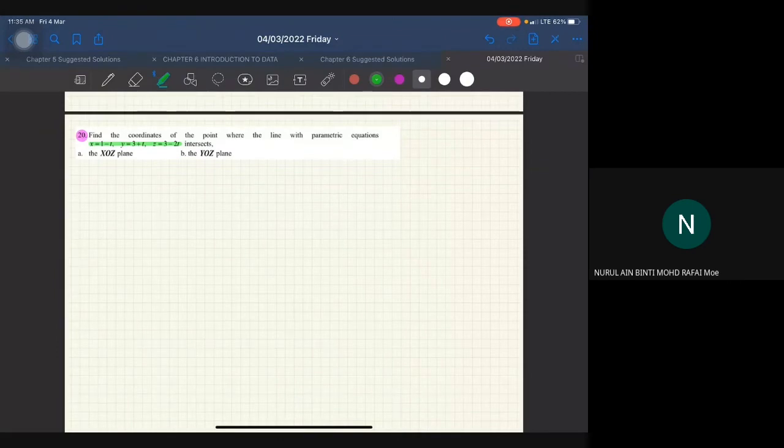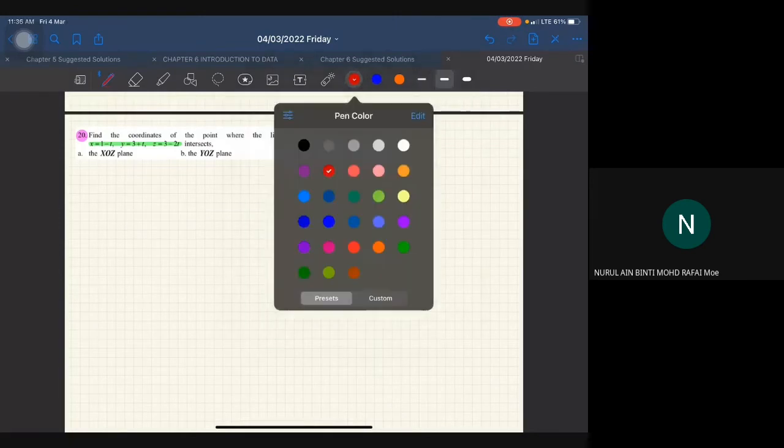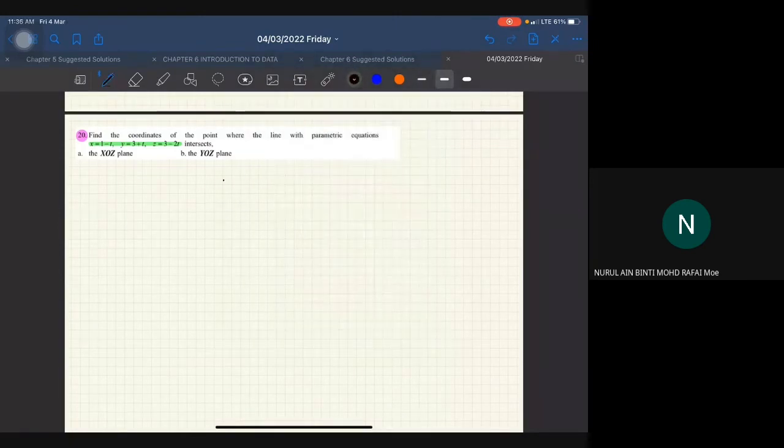Soalan minta kita cari bila line ini intersect dengan plane X, O, Z. Okay, so kita punya dimension sekarang dalam vector yang kita belajar, we learn in 3 dimension. Okay, so awak akan ada 3 axis lah. So this is the Y axis, this is the Z axis, X axis lebih kurang. So biasanya kat atas ni orang buat Z. Belah kanan kita buat Y. Belah kiri, bawah, kita buat X.